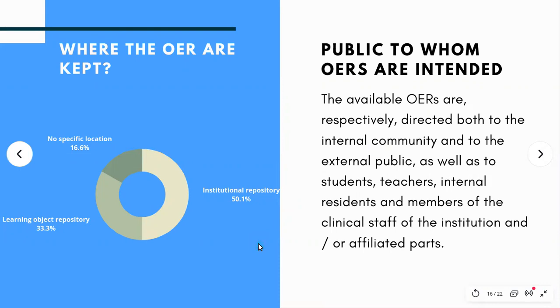Those open educational resources are mainly kept in the institutional repository. A short part of them are kept in a learning object repository specifically, and the shortest amount of responders said that they have no specific location to keep the resources. The librarians answered that the public to whom those resources are intended are the internal community and the external public, as well as students, teachers, internal residents, and members of the clinical staff of the institution and or affiliated parts.